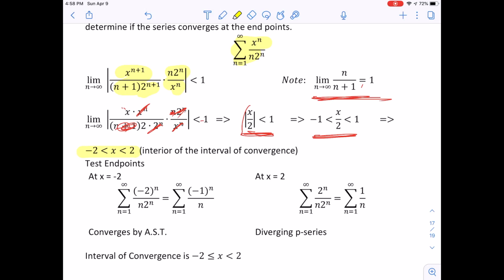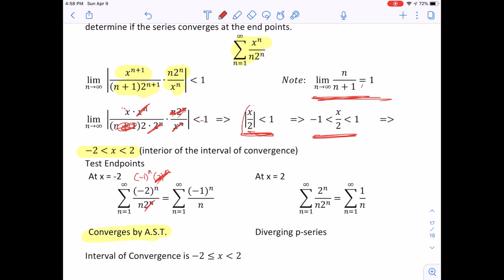And so we're going to plug in -2 back into the original series, and realize that when you plug in -2 to the n, that is the same thing as -1 to the n times 2 to the n. And so those 2 to the n's cancel out. And so we realize this is going to be an alternating series, -1 to the n over n, which converges by the alternating series test. So at -2, the series converges.